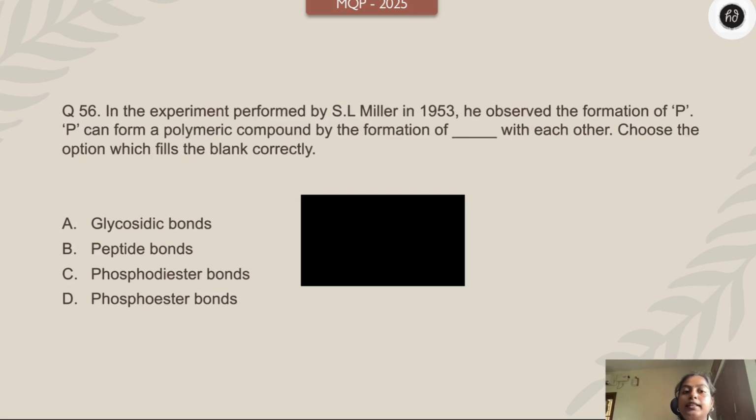In the experiment performed by S. L. Miller in 1953, he observed that the formation of amino acids can form a polymeric compound by formation of blank with each other. Choose the option: glycosidic bond, peptide bond, phosphodiester bonds, or phosphoester bonds. Your time starts 3, 2, 1 right now.